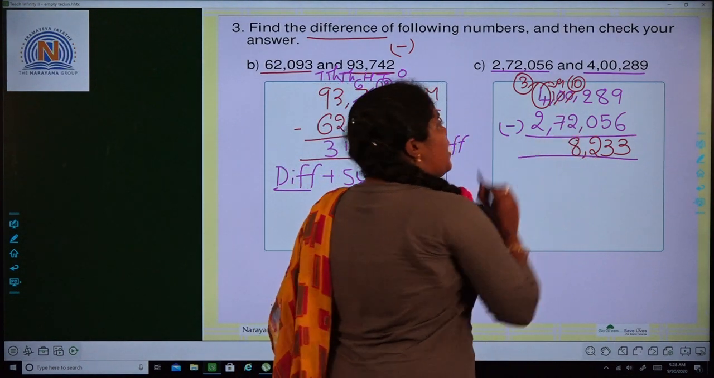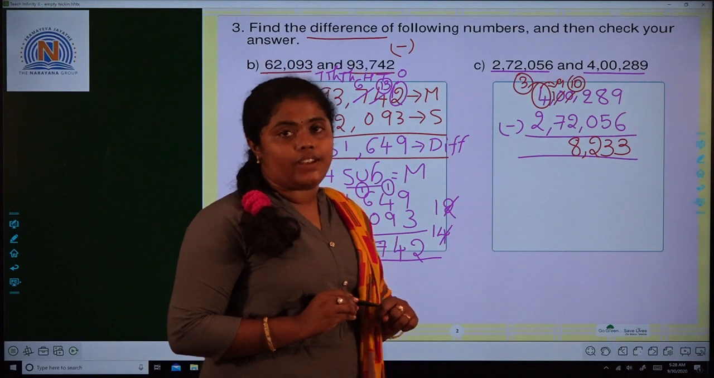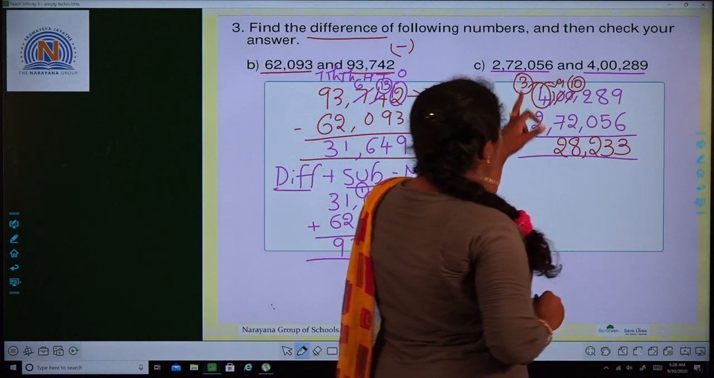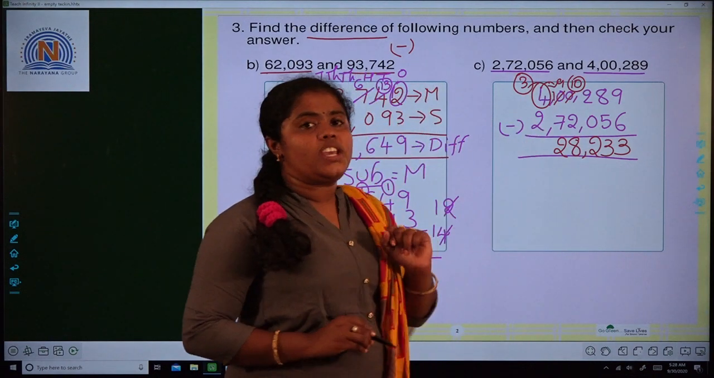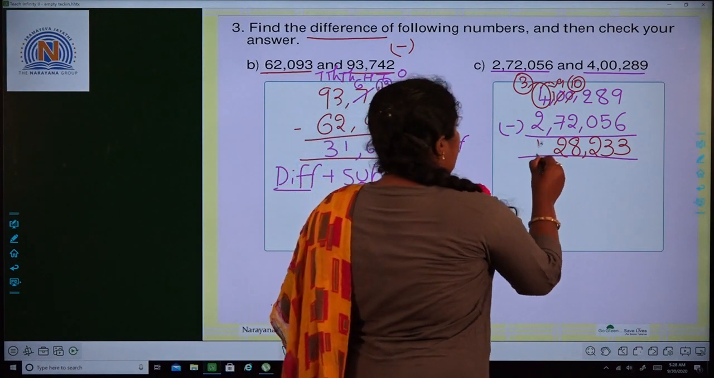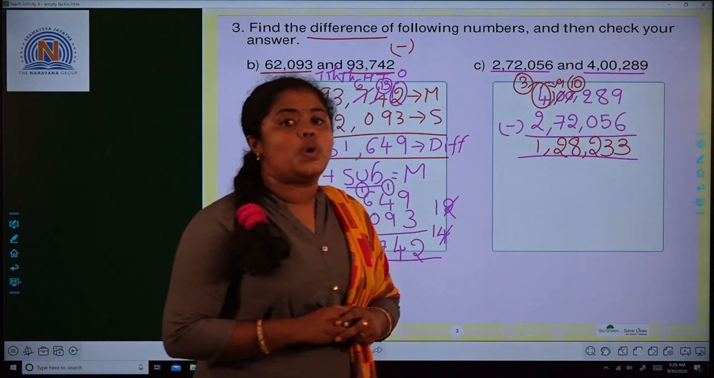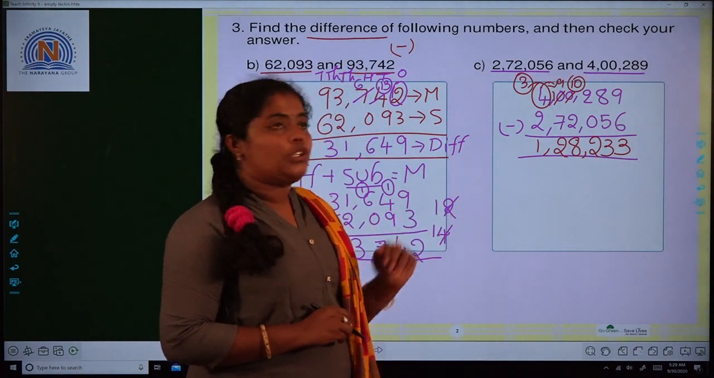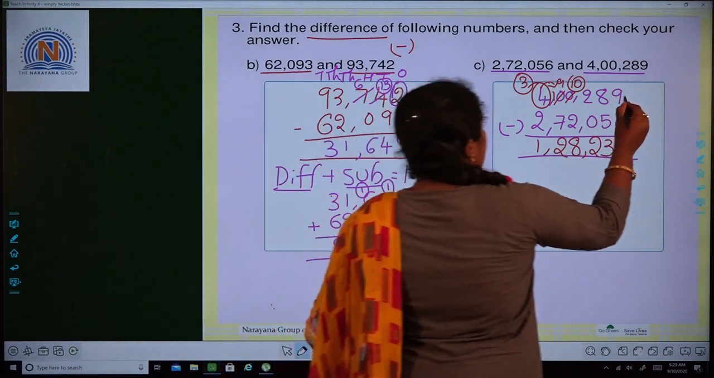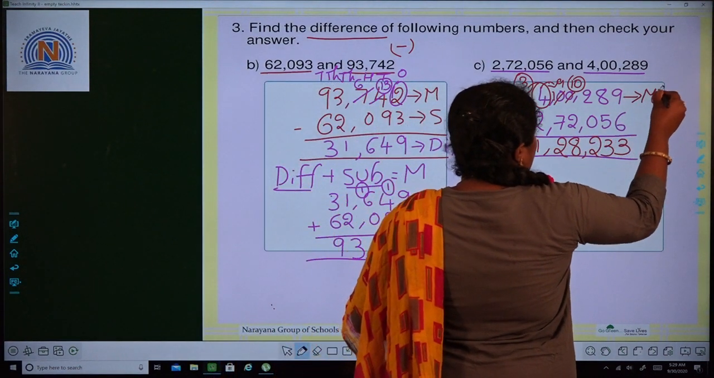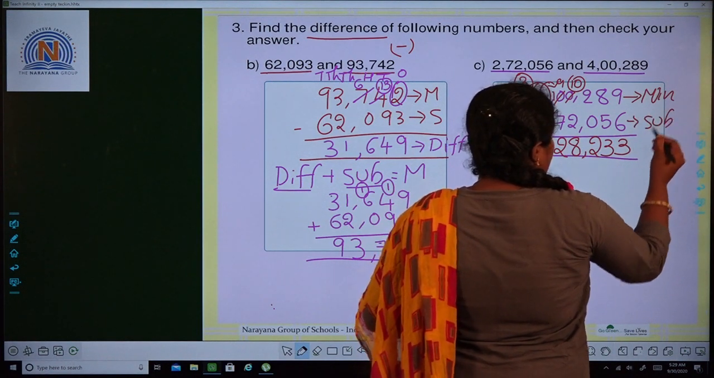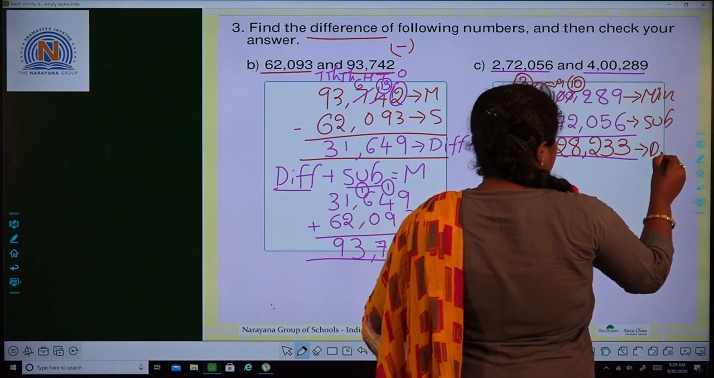Next, 9 minus 7 is 2. Next, moving on to 3 minus 2, which is 1. The answer is 1,28,233. We get the difference. Now we will check whether it is correct or not. How to find? It is the minuend. It is the subtrahend. Next, the answer is the difference.